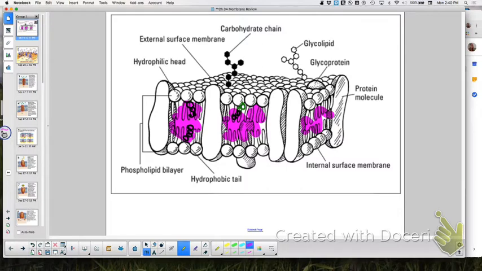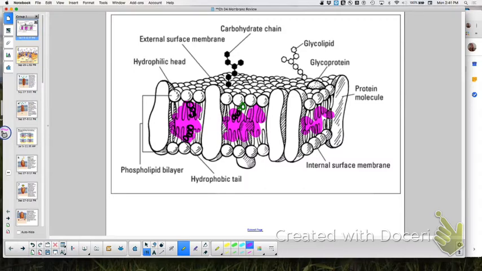Now, what are some things that can go through the phospholipid bilayer? Easy peasy lemon squeezy. Water, for sure. But if you need a little assistance, what do you use? Aquaporin. Think water, aqua, right? Pore. It's going through the pore, aquaporin. Okay, so water can go through easy peasy.